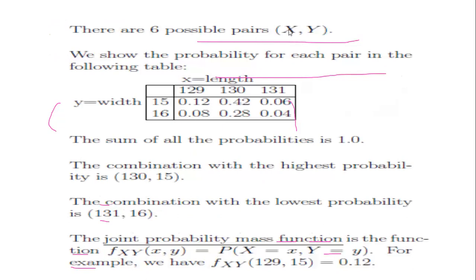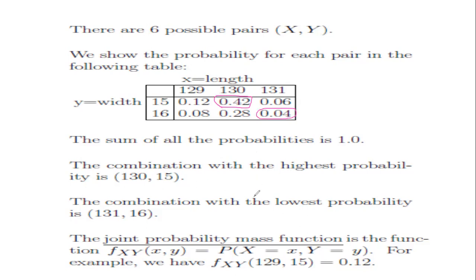So I can model it like this. We have 6 possible pairs and I have calculated the probability like this. And similarly, when I sum up all the probabilities of the table, then it should add up to 1, okay? The highest probability is which one? 130, 15. So this is the cover which is most probable based on the covers that people have made, and this is the cover which is the least probable from the covers that people have taken or people have done, whatever.